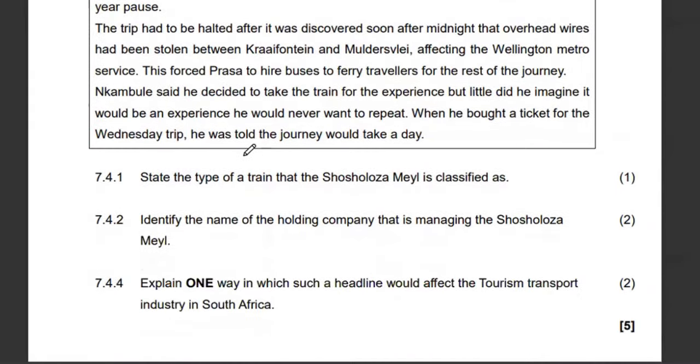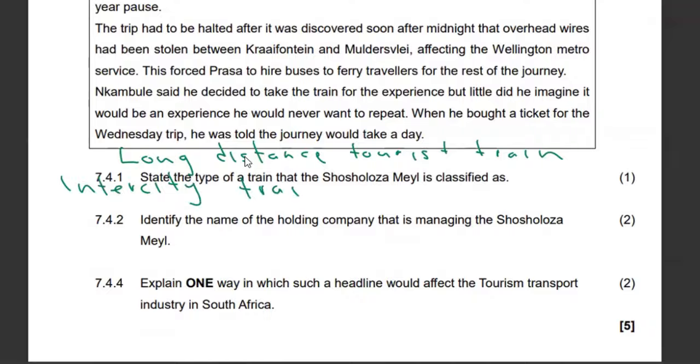State the type of train the Shosholoza Mail is classified as. It is a long-distance train. Long-distance tourist train. It is a long-distance tourist train. It is an intercity train. Intercity train.